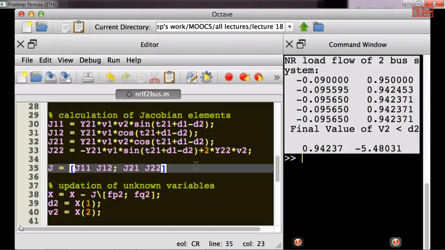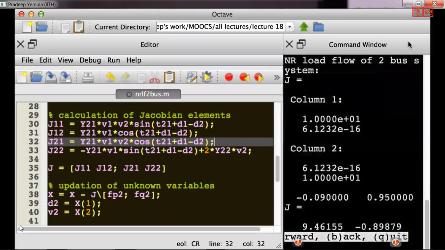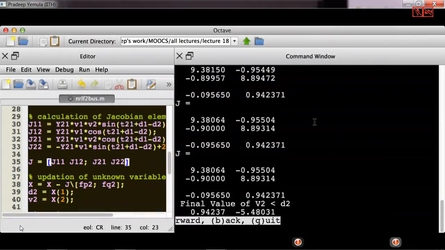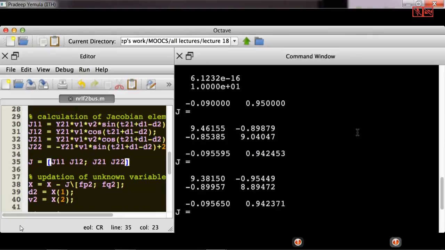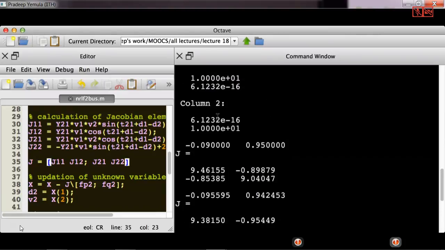And then if I print this J matrix, for every iteration it will print. Let's see what happens. So now I'll execute this program. So now you can see this on your screen. The first value of J is, let me just run it once again because it did not print properly.